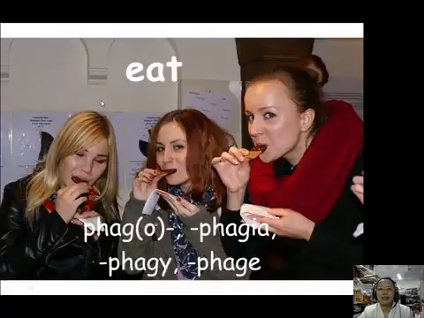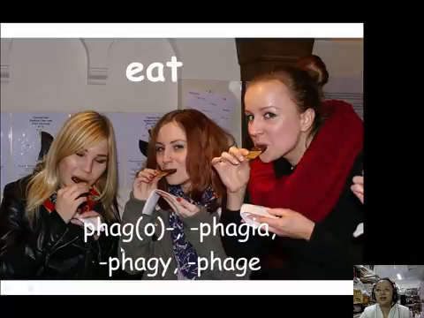When we want to talk about eating, we have several prefixes and suffixes, including phago, P-H-A-G-O, which is a prefix, and then three suffixes: phagia, P-H-A-G-I-A, phagy, P-H-A-G-Y, and phage. Phage is usually used to describe an organism or a cell. And then phagy is used to describe a process, a phenomenon. And phagia also is used to describe a phenomenon, but more like an abnormal type of phenomenon.